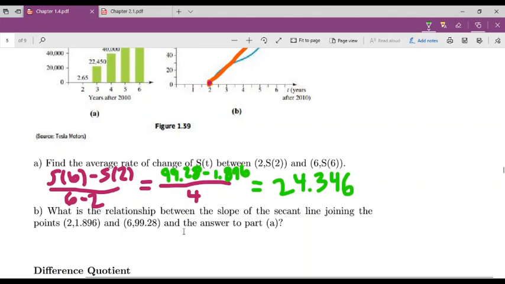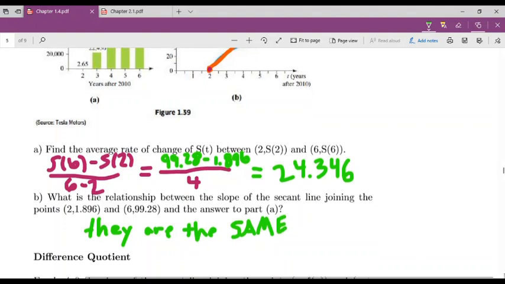Now obviously that leads into B, which says what is the relationship between the slope of the secant line joining the points 2, 1.896 and 6, 99.28, and the answer to part A. They're essentially the same. So they're the same exact thing. So hopefully you're able to follow that along pretty easy too.